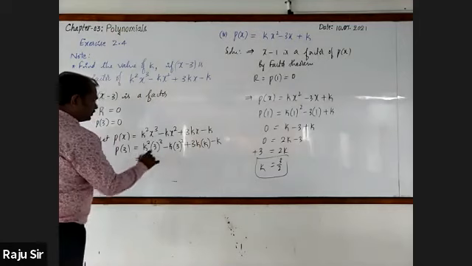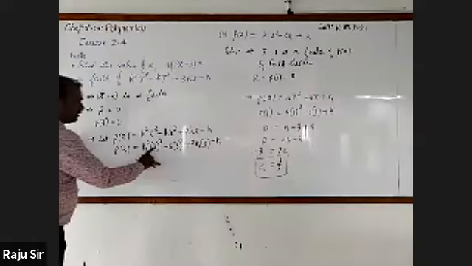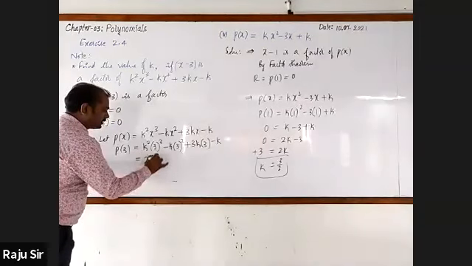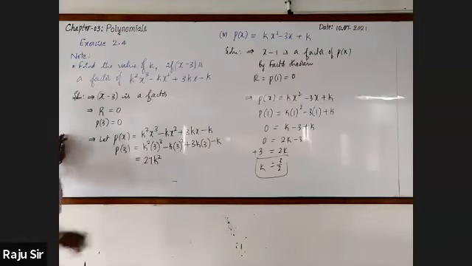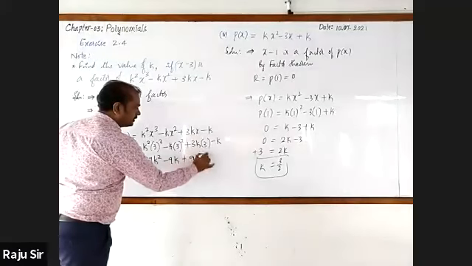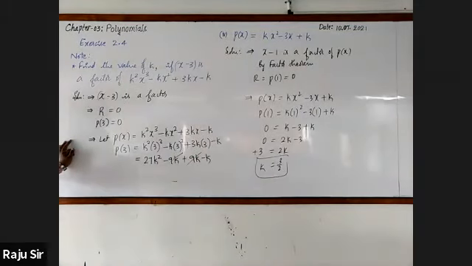Now 3 cube is 27, into k square, so it is 27k square. 3 square is 9, so it is 9k. Plus 3k into 3, this is 9k, minus k. Plus 9k and minus 9k get cancelled.